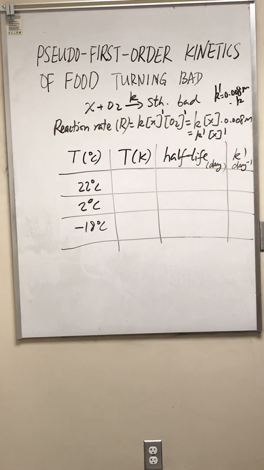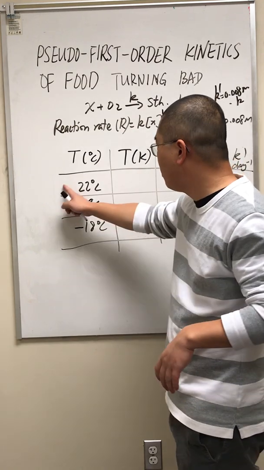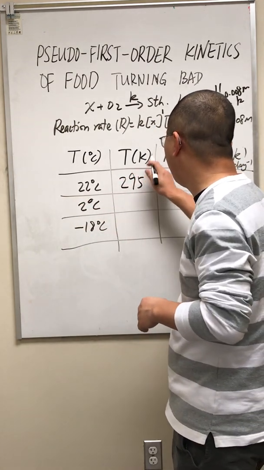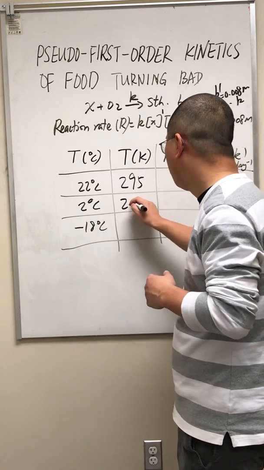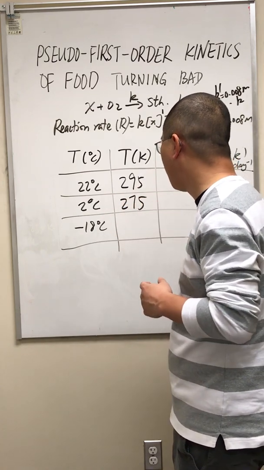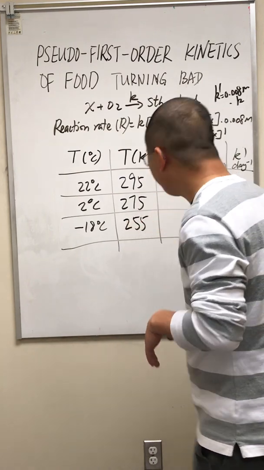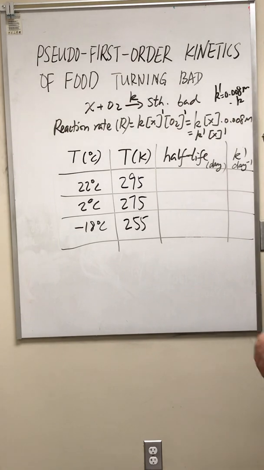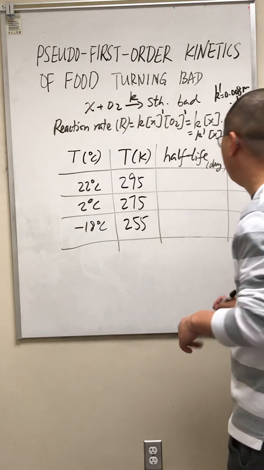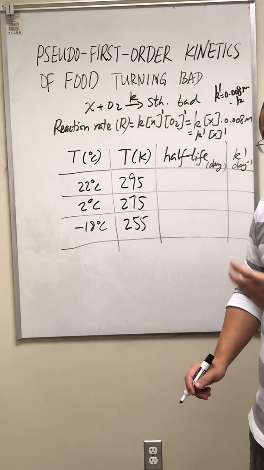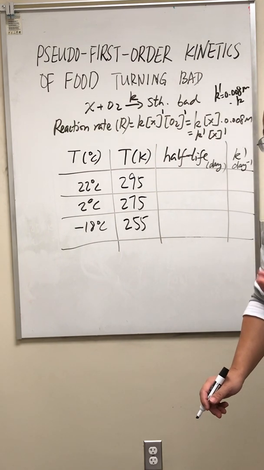Now I'm going to give you some experimental data. I collected some kind of food at different temperatures. The room temperature, you put the food on the dinner table, and it's 295 K. 2 degrees, 275 K. Negative 18 degrees, well, that's 255 K. All right, and I measured the half-life of the food. Half-life means, well, half of the food has turned bad.